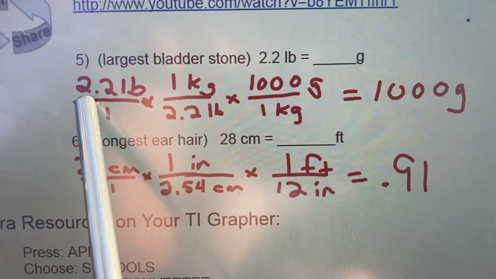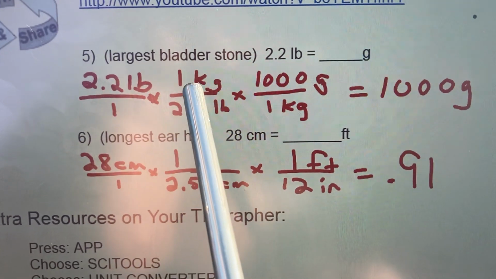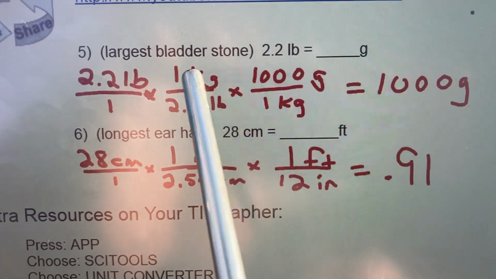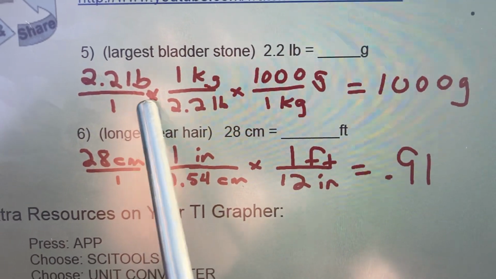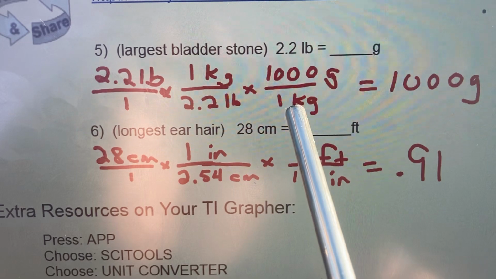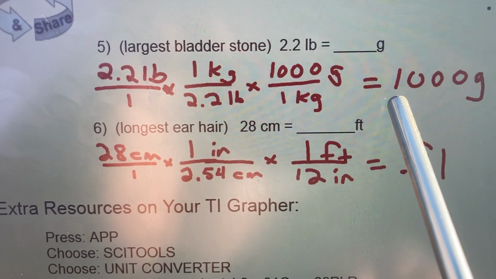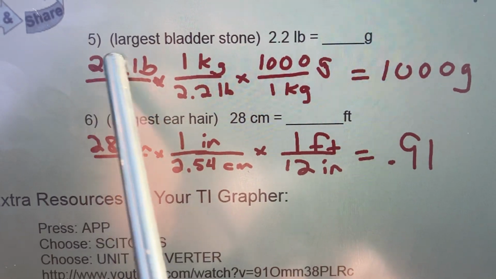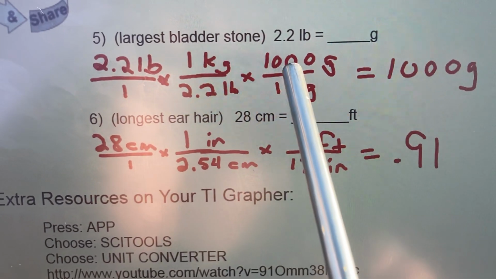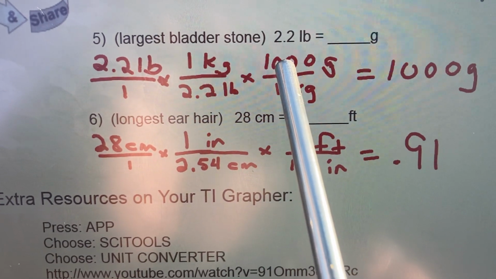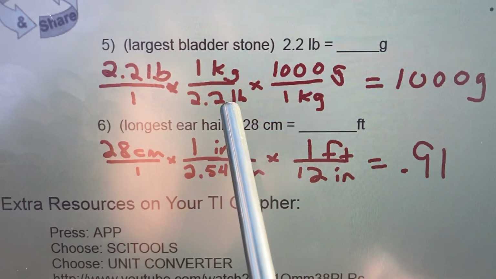Multiply all the numbers on top, 2.2 times 1 times 1,000. Divide by numbers on the bottom. Divide by 1. And then you hit divide by again, 2.2. Divide by again by 1, and you get 1,000. Another way of doing this is you do 2.2 divided by 2.2 times 1,000. Any number on top, you hit the multiplication sign. Any number on the bottom, you divide.